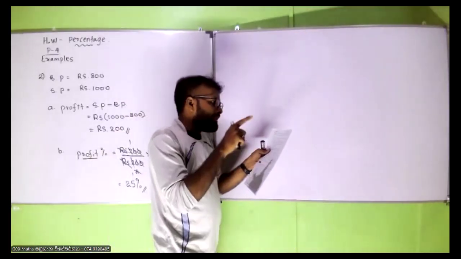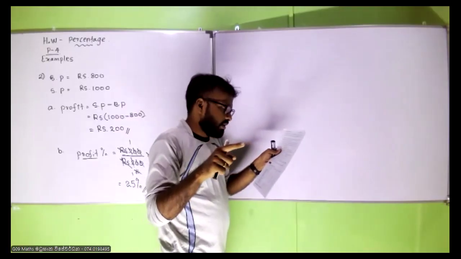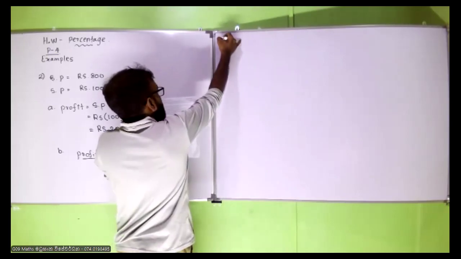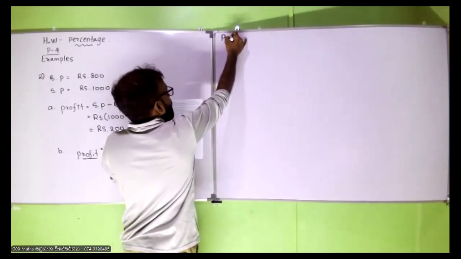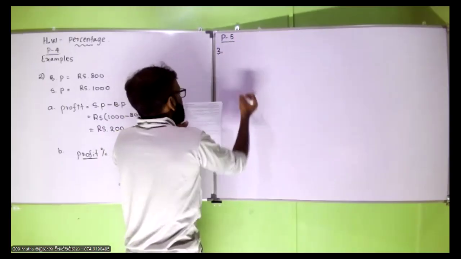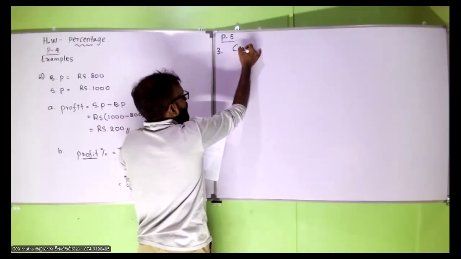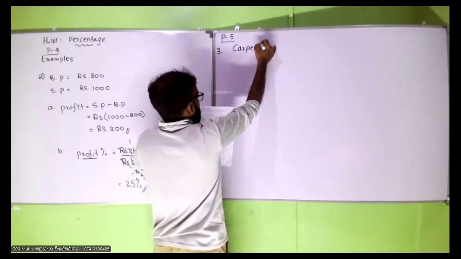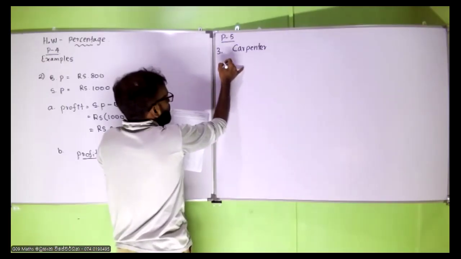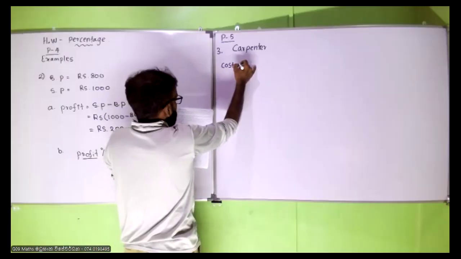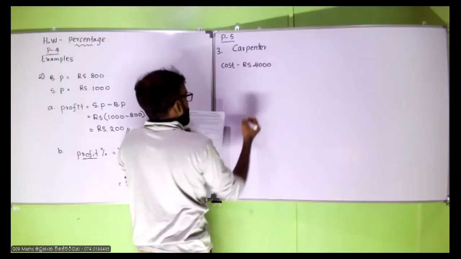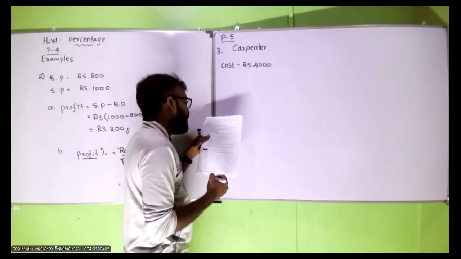The carpenter incurs a cost. So cost is 4,000 rupees. Carpenter. This is page number 5, third question. On this side I will write carpenter. So cost is 4,000 rupees.